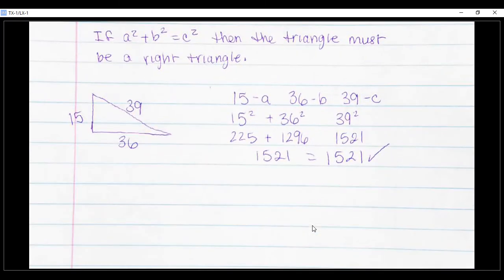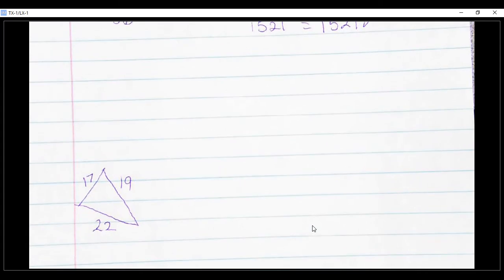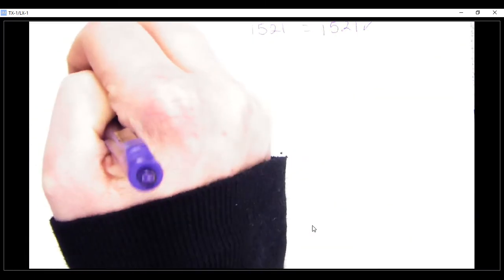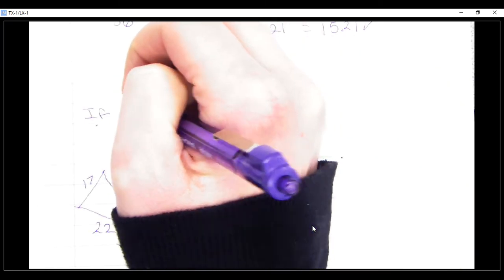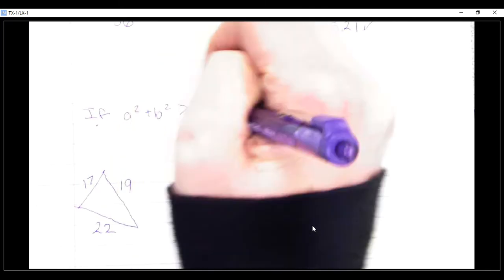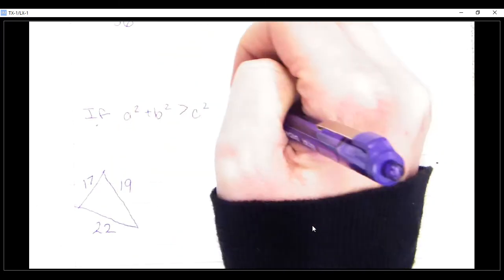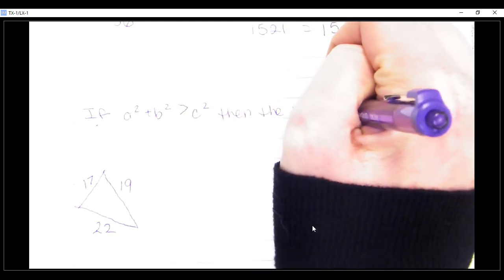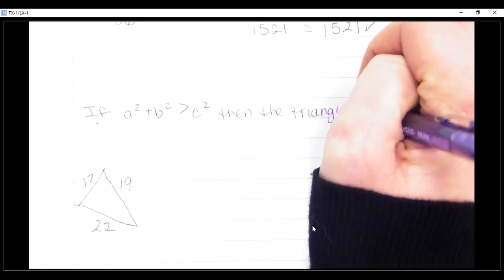Great. Let's see how else the Pythagorean theorem can help. It's not just for right triangles that the converse of the Pythagorean theorem can help us identify. We can also use the Pythagorean theorem in order to identify acute and obtuse triangles. So if a squared plus b squared is larger than c squared, then the triangle must be acute.